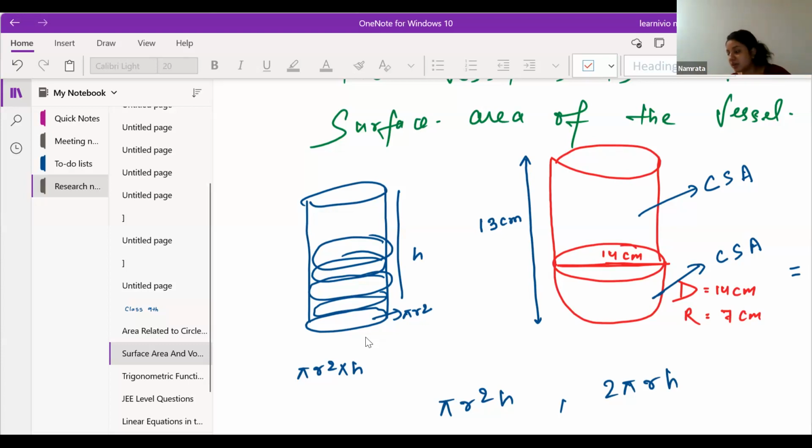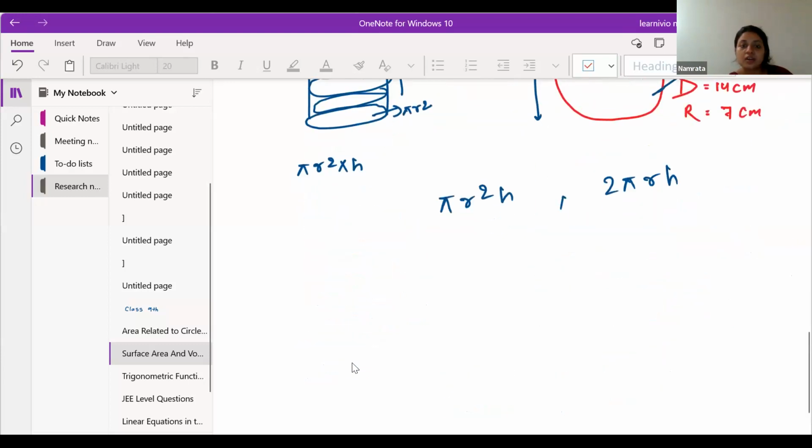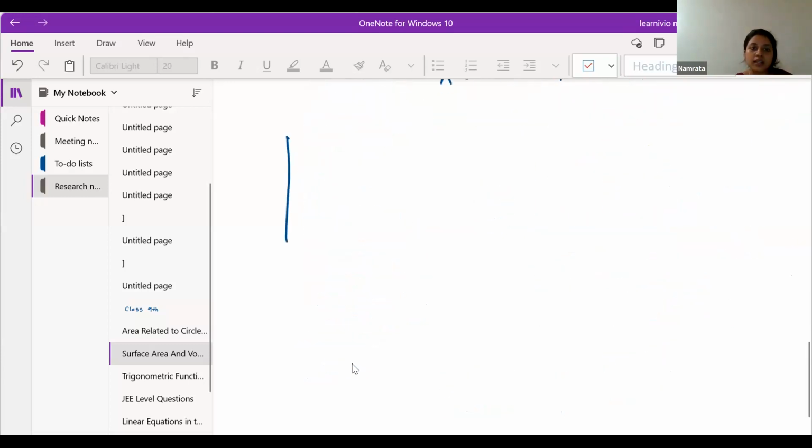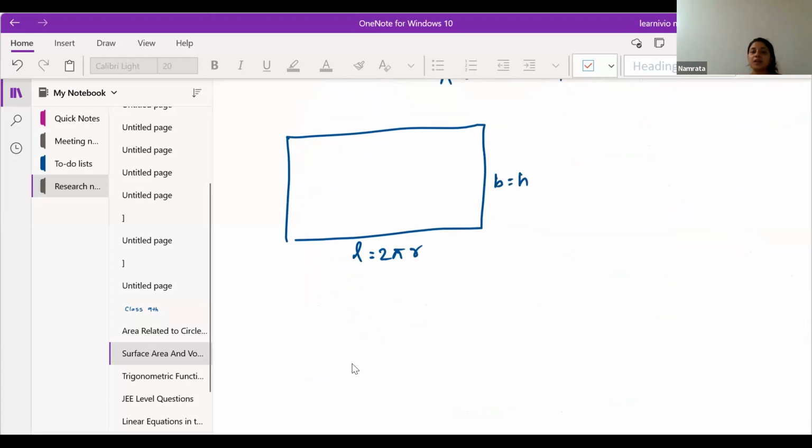I am going to write it over here. This rectangular sheet I am having, whose length is 2 pi r and breadth is h. Now when I make and fold it, this is 2 pi r and this is h. The area of this rectangular sheet is length into breadth, that means 2 pi r into h. And that is the rectangular sheet area I am using to make the curved surface of the cylinder. Can you see?